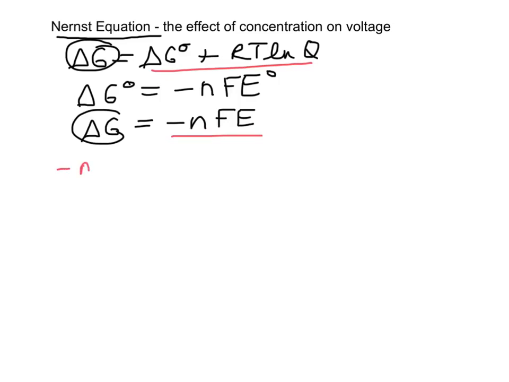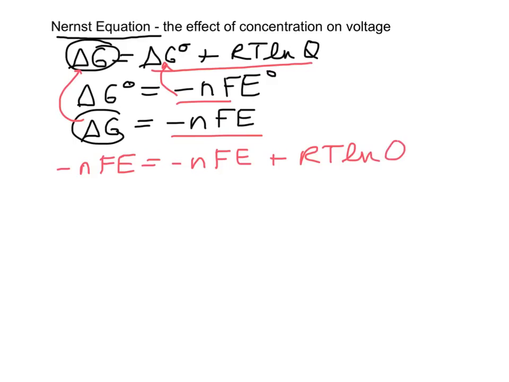So you have minus nFE equals minus nFE0 plus RT ln of Q. Sorry, we're plugging this in for that, and we're plugging this in for that. I don't know if I made that clear. Does that make sense? This here went in for the delta G, this here went in for delta G0, and I still have that.